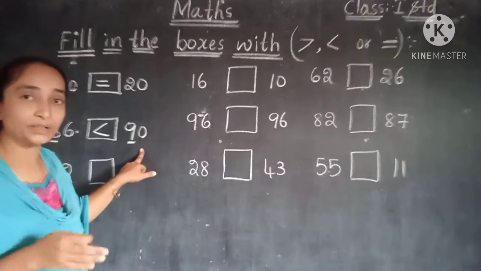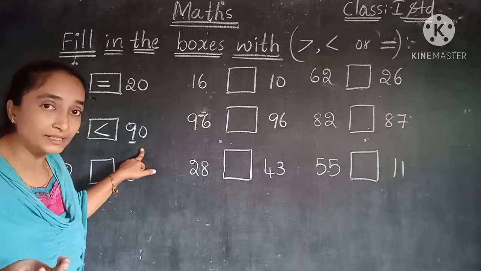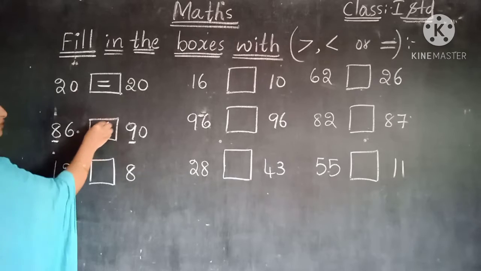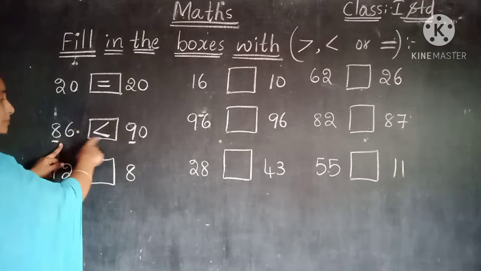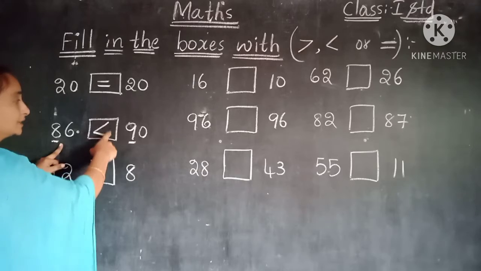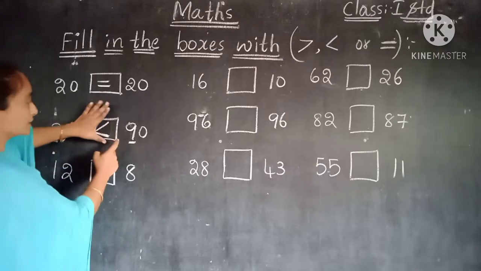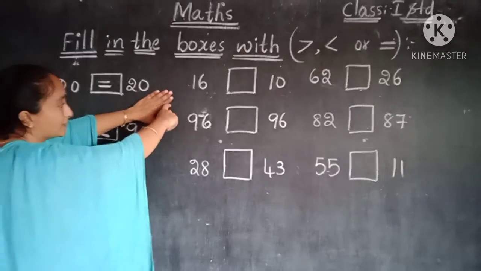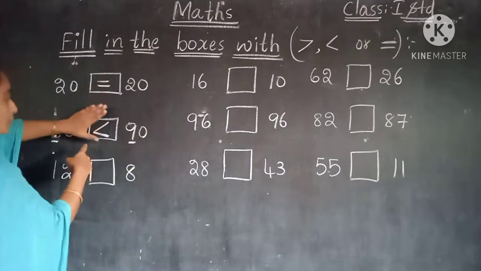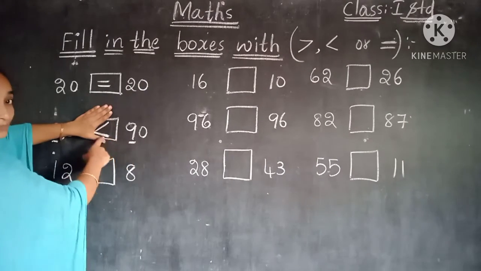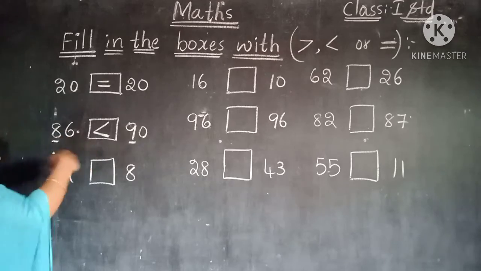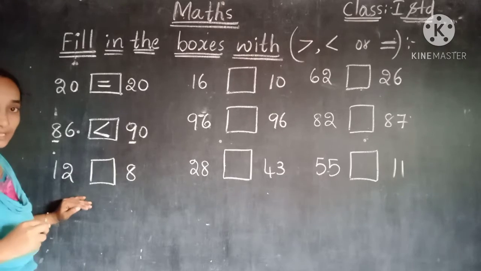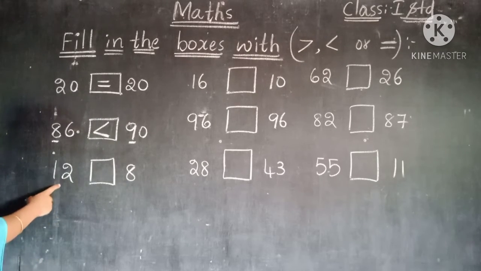What are we showing now here? 86 is less than 90. Comparing to 90, 86 is very little. This symbol will show it. This is the small number and this is the big number. So the symbol also, which side? This is the big one. Here we have this mouth, like a fish mouth with a big size. Wherever the big number is, the symbol will open that side. Here 90 is the big number, so 86 is less than 90.